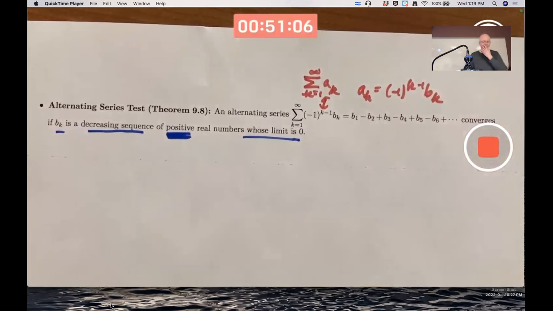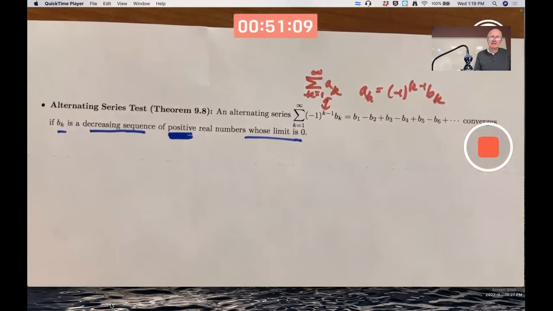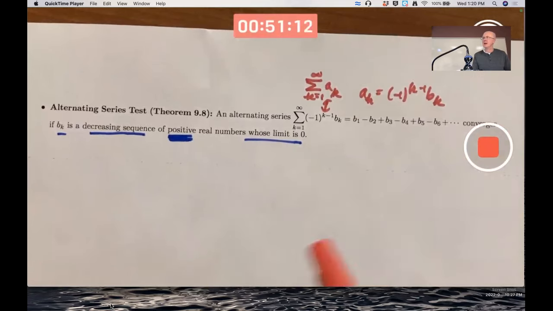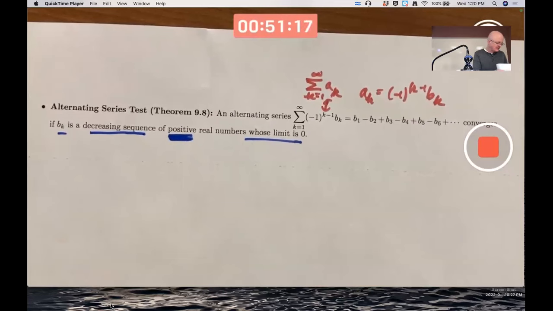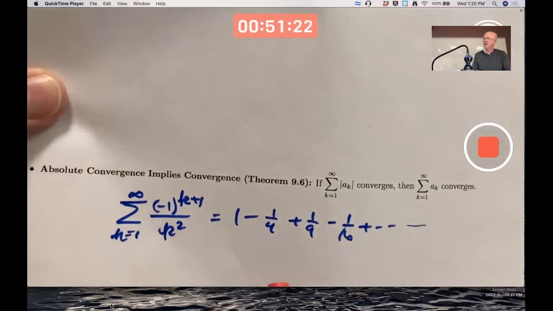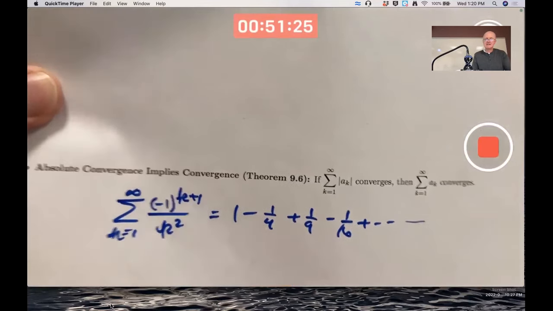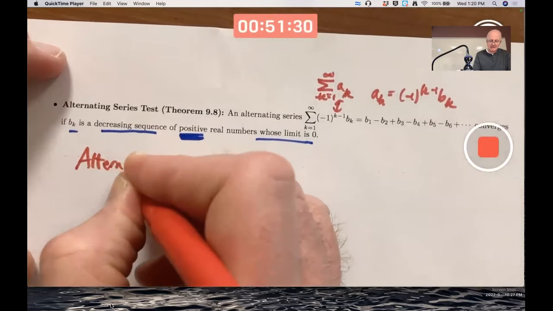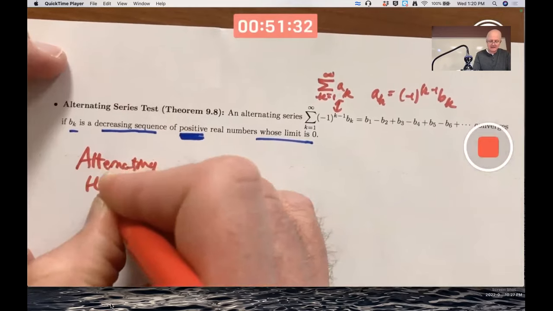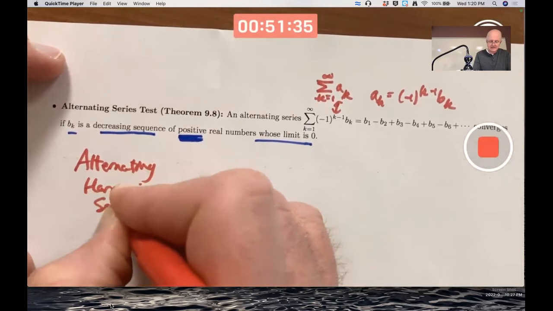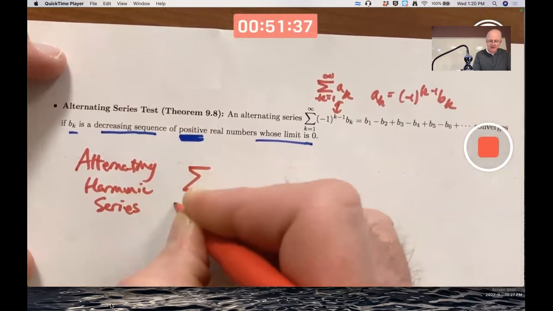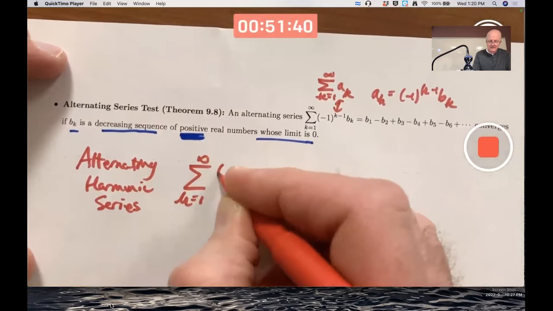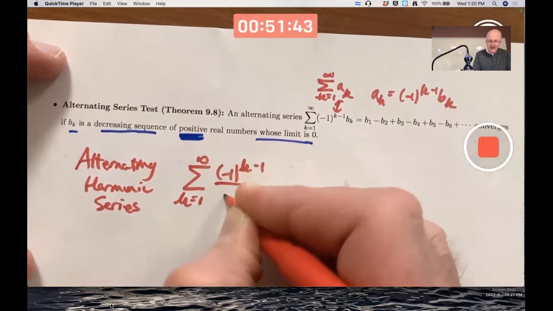What's an example where you can use this test for a series that alternates and for which maybe you cannot use this one? The most famous example is called the alternating harmonic series. Summation k goes from 1 to infinity of negative 1 to the k minus 1 over k.